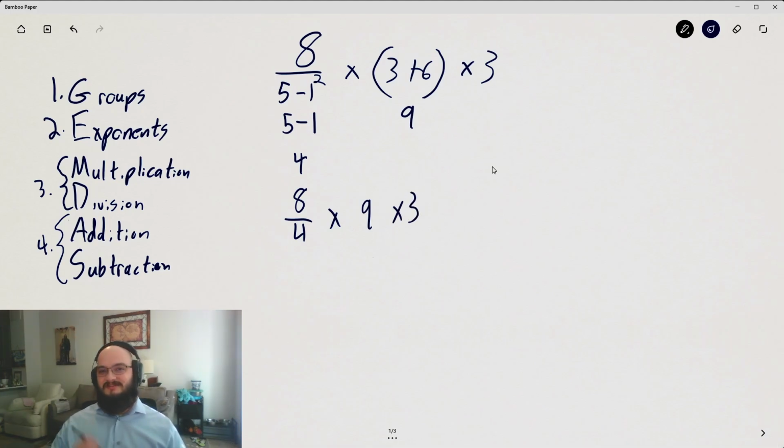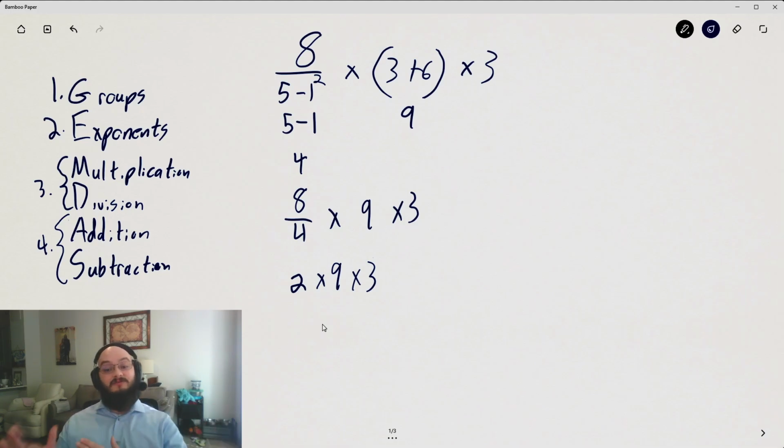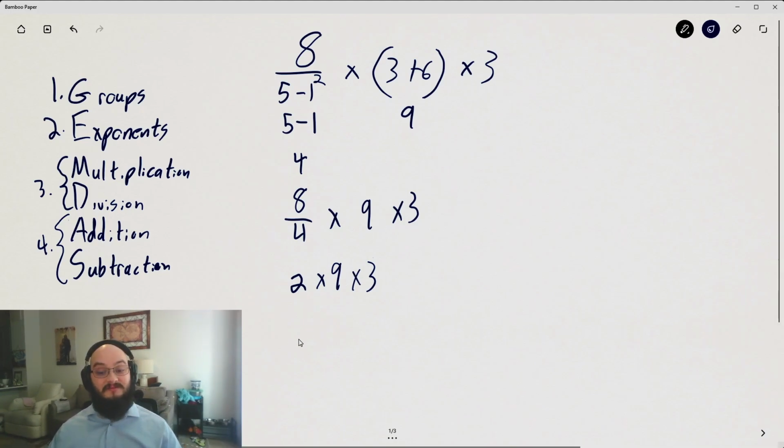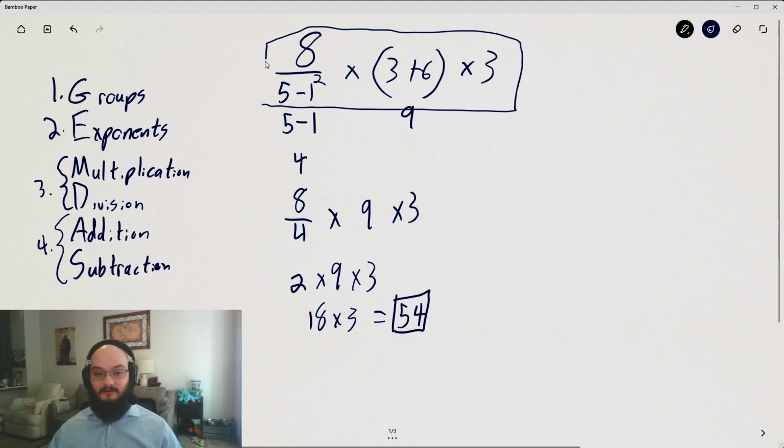Remember how I said that the fraction itself is also considered a group? We need to simplify this fraction, 8 fourths, before we move on. So 8 fourths is 2. We still have times 9, and then times 3. So now we're going to do our multiplication and division from left to right. We have 2 times 9 is 18, and 18 times 3 is 54. And there is nothing left to simplify, so this original expression, this whole mess up here, simplifies down to 54.